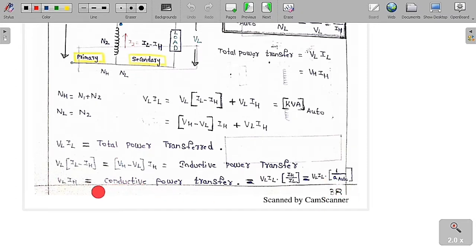So VL into IH is nothing but VL into IL into IH by IL. IH by IL is the inverse of the auto transformer turns ratio. So VL into IL is called the total power transfer. So total power transfer divided by the turns ratio of the auto transformer is called the conductive power transfer.